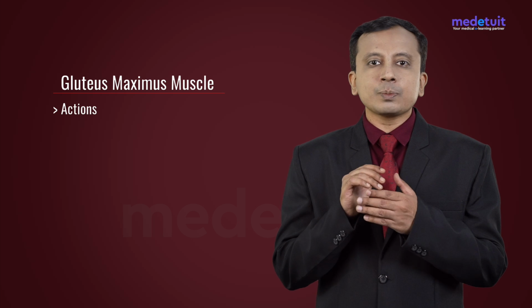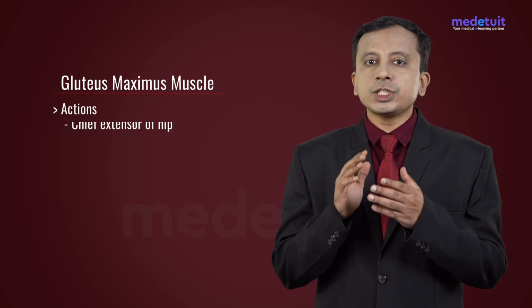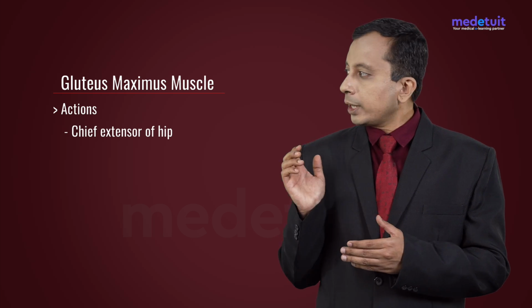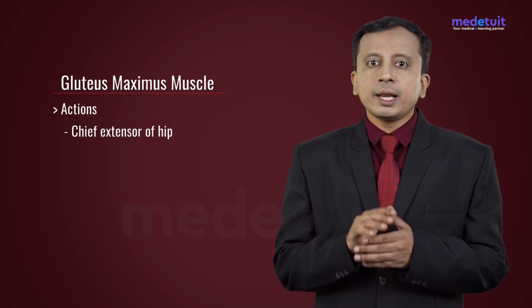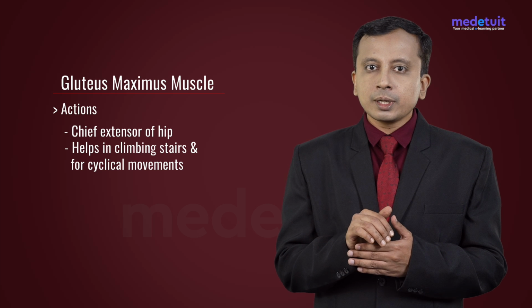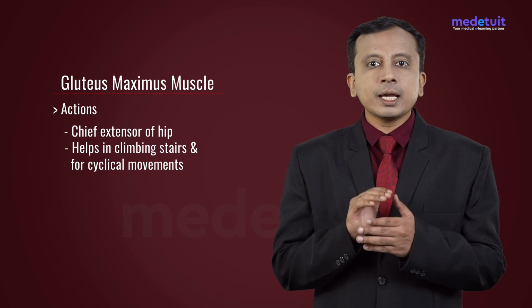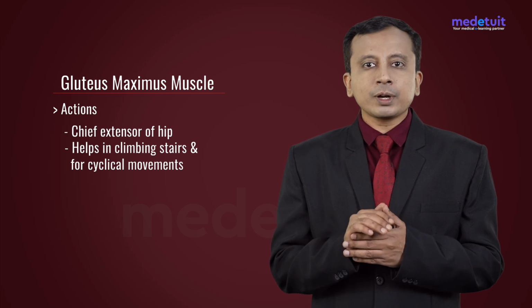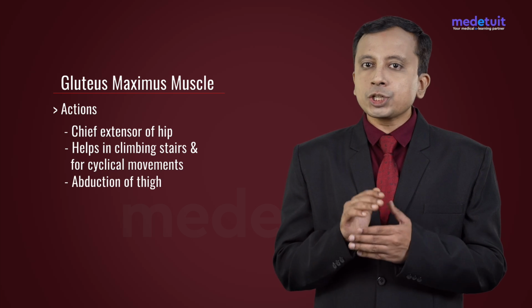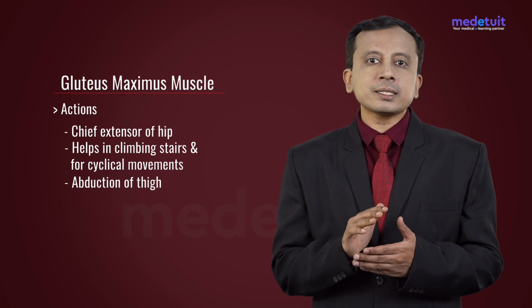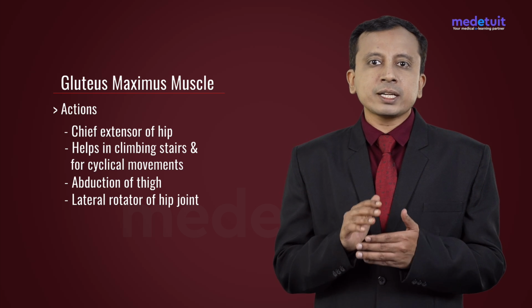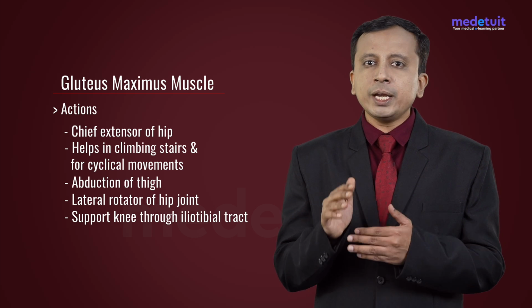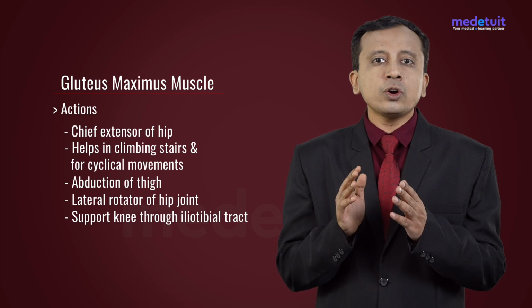Actions of this gluteus maximus muscle. Whenever this muscle acts, it acts like a chief extensor of the hip joint. Apart from this, it has various other actions like climbing upstairs. Also, it will be helping for cyclical movement. Apart from this, it will be helping for abduction of the thigh. It acts like a lateral rotator of the hip joint. This muscle, as it crosses the knee joint, provides stability to the knee joint in the form of iliotibial tract.